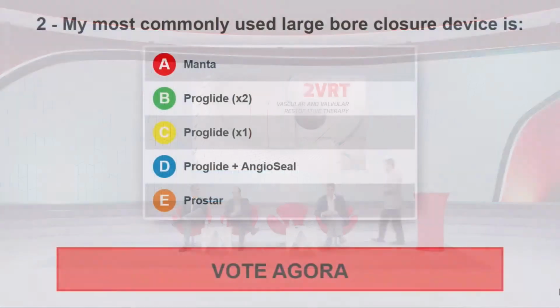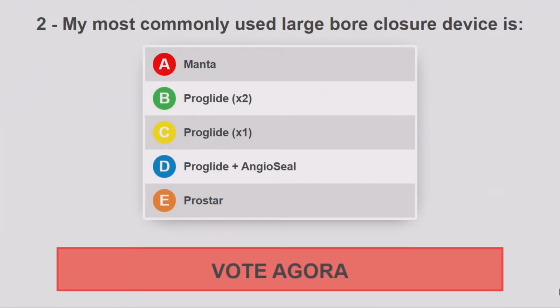Thank you, Tiago. So I will present Dr. Cláudia Jorge from Hospital de Santa Maria, who is an interventional cardiologist. And before her presentation, we have the question on your screens. My most commonly used closure device is MANTA, the use of 2 ProGlides, the use of only 1 ProGlide, a combination of the ProGlide system and an AngioSeal, or the good old ProStar. So you can vote now.